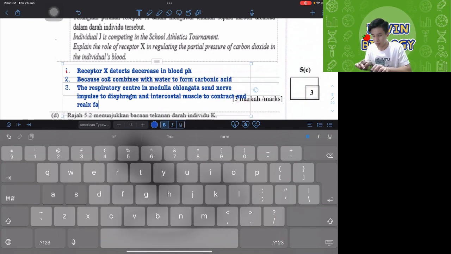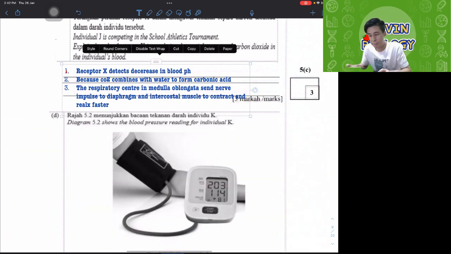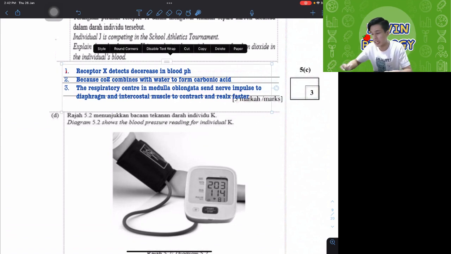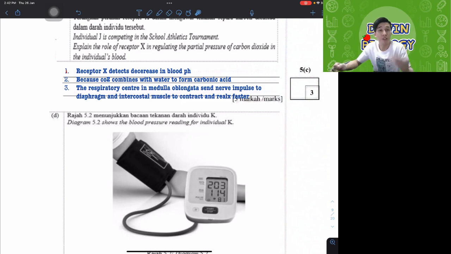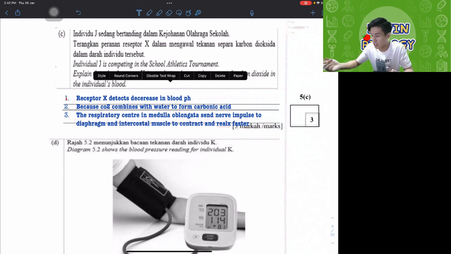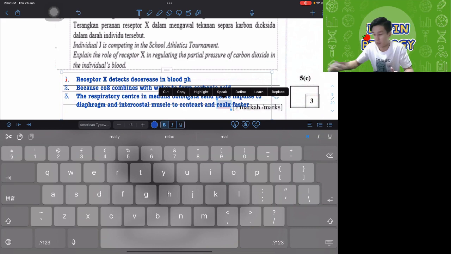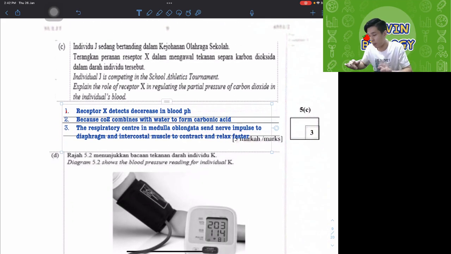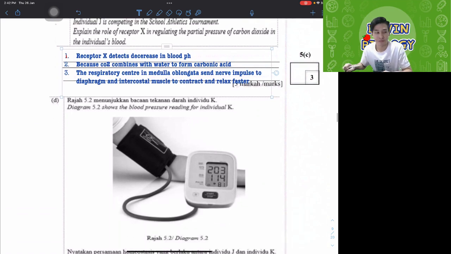To contract and relax faster. Okay, otot intercostal dan diaphragma untuk mengejut dan mengendur dengan cepat. So once they contract and relax faster, your breathing rate increases. You breathe out the carbon dioxide. That's how you regulate. Okay, so actually for this structural question, that is enough already. But of course, you also can say breathing rate increase, more carbon dioxide is eliminated.